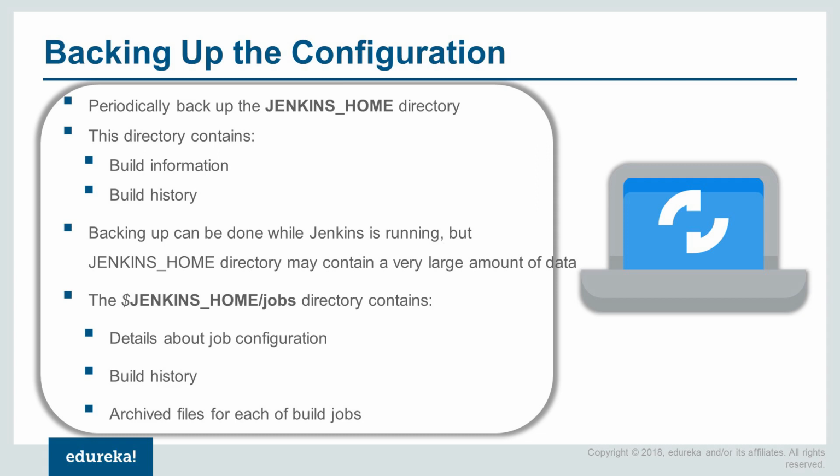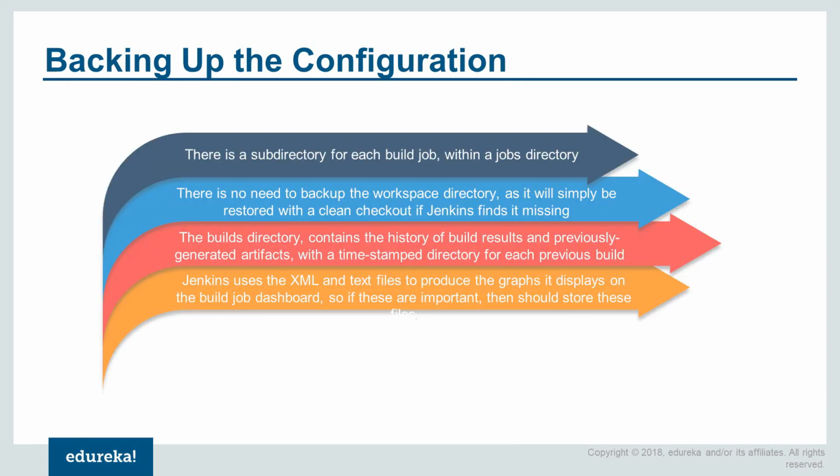Within the jobs, there will be multiple directories for each build by number. So 1, 2, 3, 4, like that it will be. And each build history folder will contain all the details with regards to that build along with the console output, and then archived files for each of the build jobs. So basically, all the information with regards to the builds and the jobs will be there inside the /jobs directory. As we have spoken, there is a subdirectory for each build job within the jobs directory.